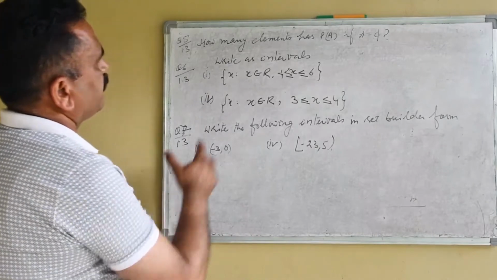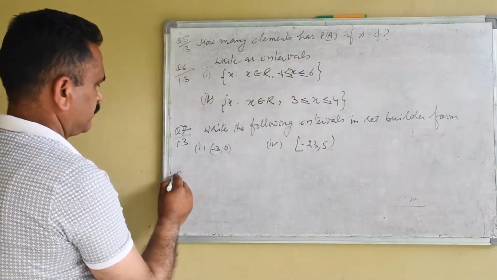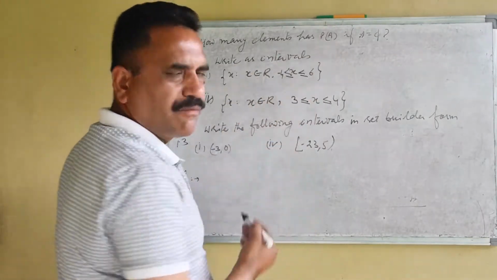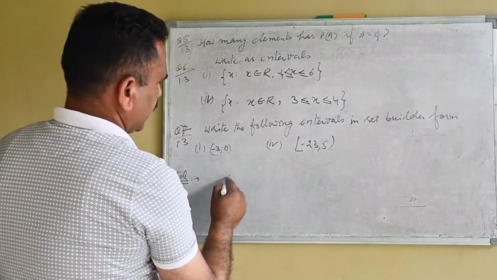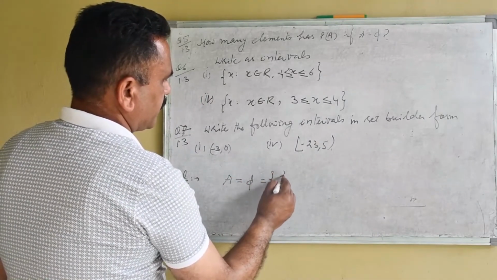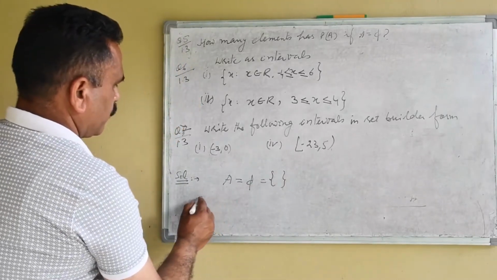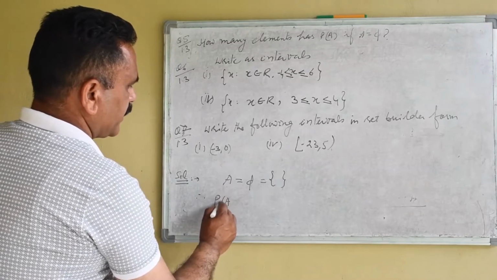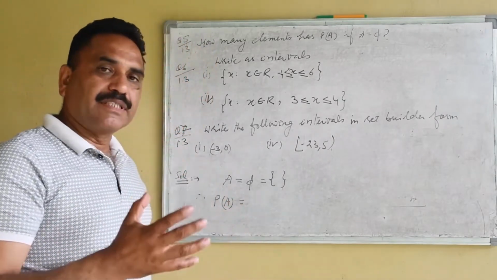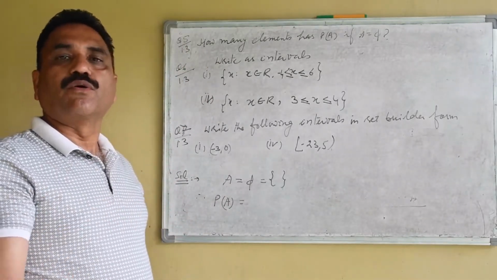Question number 5: how many elements has P of A if A is equal to the empty set? What is P of A? That is the power set of A. A is equal to phi, the null set. A has no element. Therefore, what will be P of A? We have seen that the power set is the set of all possible subsets of a given set.